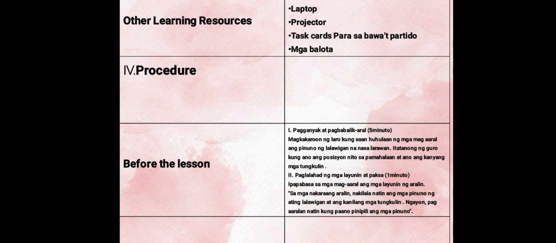Magkaroon ng laro kung saan huhulaan ng mga mag-aaral ang pinuno ng lalawigan na nasa larawan. Itanong ng guro kung anong posisyon nito sa pamahalaan at ano ang kanyang mga tungkulin. Ikalawa, paglahad ng mga layunin at paksa sa loob ng 1 minuto. Ipapabasa sa mga mag-aaral ang mga layunin ng aralin. Sa mga nakaraang aralin, nakilala natin ang mga pinuno ng ating lalawigan at ang kanilang mga tungkulin. Ngayon, pag-aaralan natin kung paano pinipili ang mga pinuno.